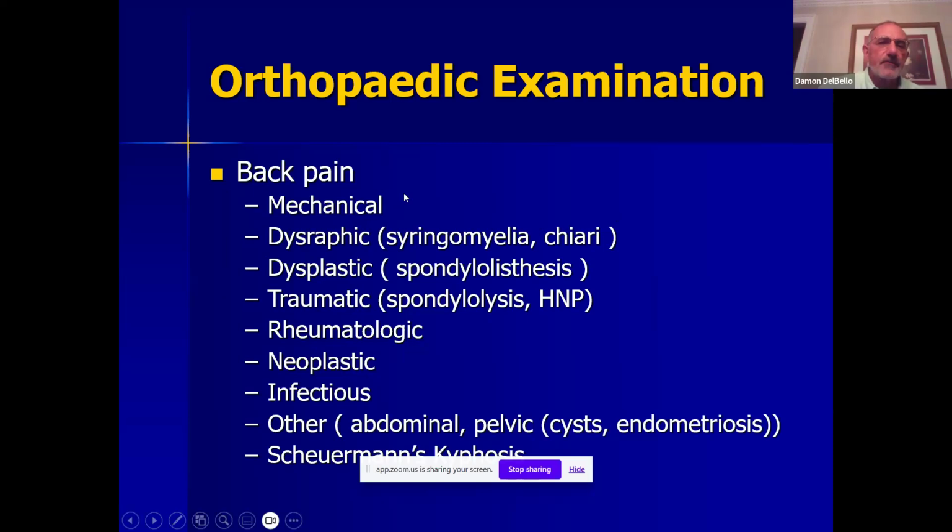Back pain can be mechanical from a large curve. It can be from dysraphism. So Chiaris frequently cause neck pain, headache, and can cause back pain. I see spondylolisthesis associated with scoliosis quite commonly. Herniated discs, rheumatologic causes. I've seen intra-abdominal or retroperitoneal problems cause both pain and curves. And don't forget the sagittal plane deformity like Scheuermann's kyphosis.